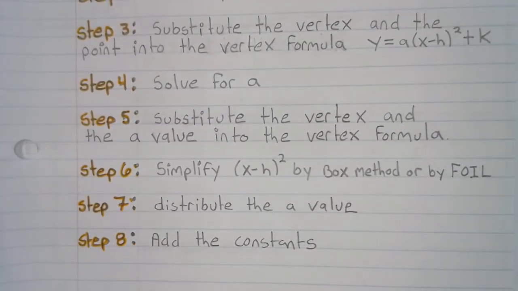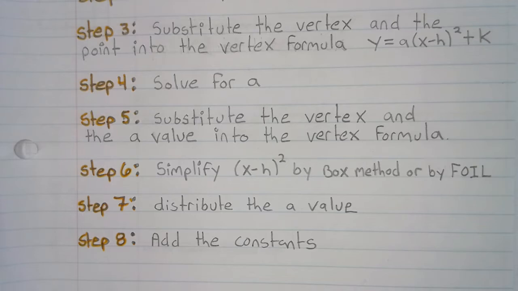Step 5, substitute the vertex and the a value into the vertex formula. Step 6, simplify (x minus h) squared by box method or by FOIL. Step 7, distribute the a value. Step 8, add the constants.